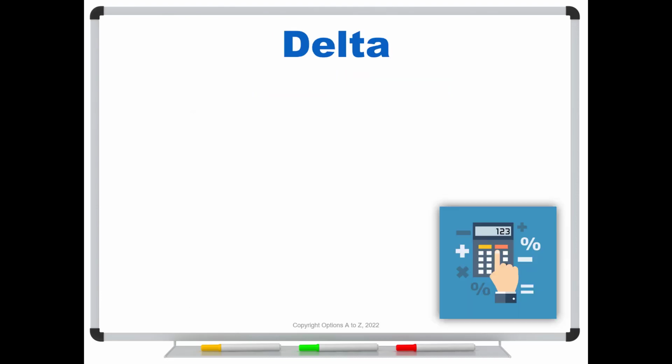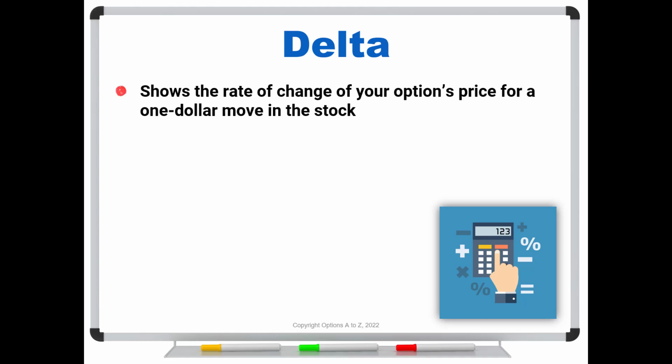To do that, we have to start off with our basic definition of delta, which, remember, is one of our Greeks. It's an output from a pricing model. And delta simply shows the rate of change of your option's price for a $1 move in the stock. That's a very basic definition. Technically, it should be for very small changes in the stock's price, but it's certainly good enough.